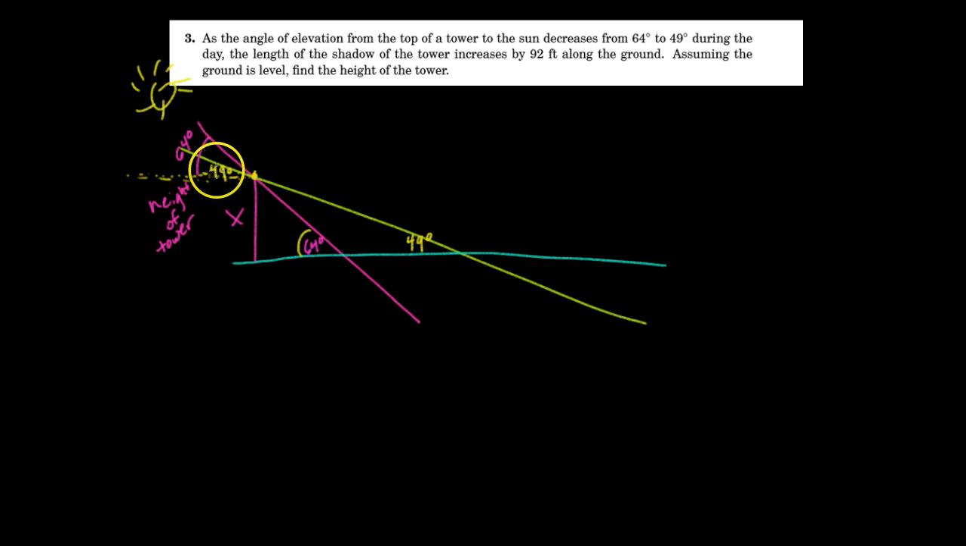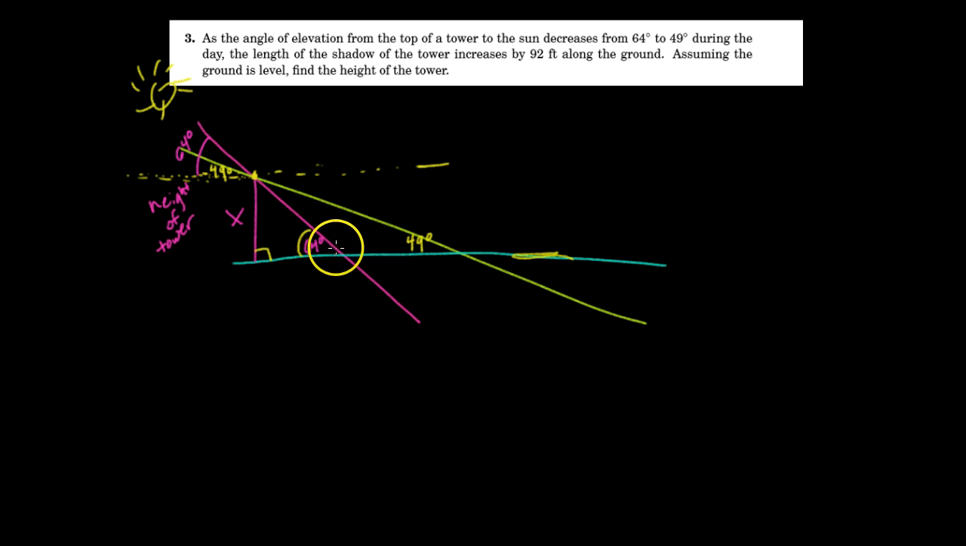Then it decreases to 49 degrees. So once again, if you extend this line, these are parallel lines. And here's a transversal that's cutting through it. So this line right here is parallel to this line, the ground basically, which we're assuming is flat and level. So this is 49 degrees as well. Okay. Now note that you have a right triangle because we're assuming that the height of the tower is perpendicular. We're not dealing with the Leaning Tower of Pisa.